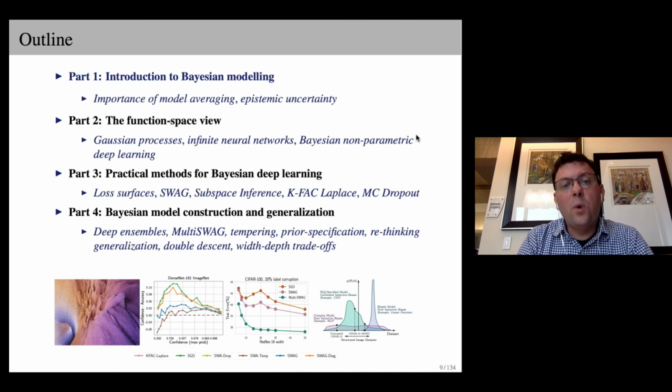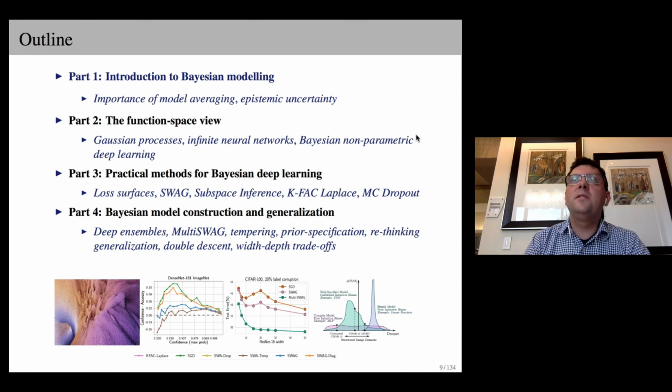This tutorial will have 4 parts. This first part is about foundations of Bayesian machine learning, particularly with respect to how Bayesian methods could impact deep learning in particular. In part 2, we'll be considering a function space perspective of machine learning. In part 3, we'll consider several practical methods for modern Bayesian deep learning.